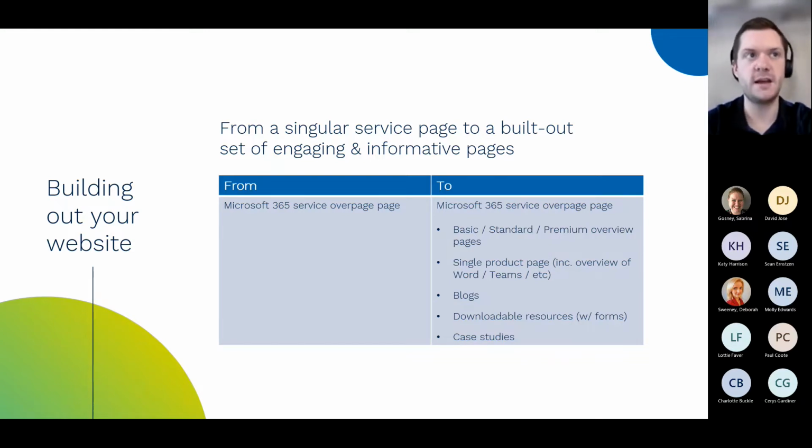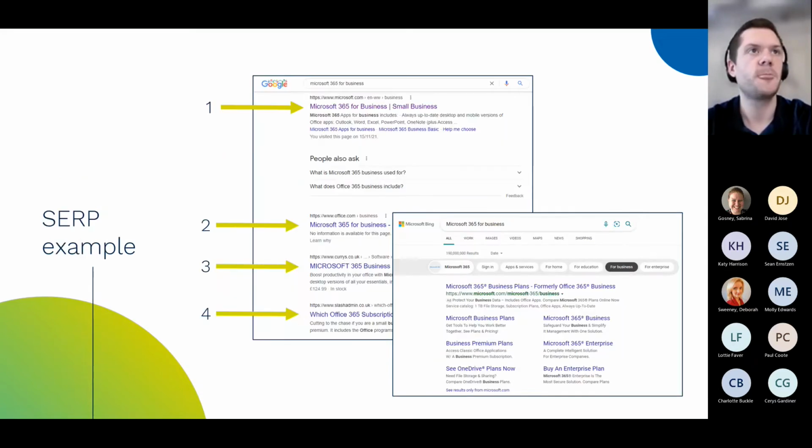So hopefully, if you've just got a service page at the moment, you can start to look at it and think, okay, actually, I get how I can extend this now. I get how I can start to build out the website and optimize these pages to start getting a greater share of search traffic. And then this is what a SERP example looks like. If I was to search Microsoft 365 for business, this is what some of the search engine results would look like across Google and across Bing, just to give you a flavor of what that looks like.